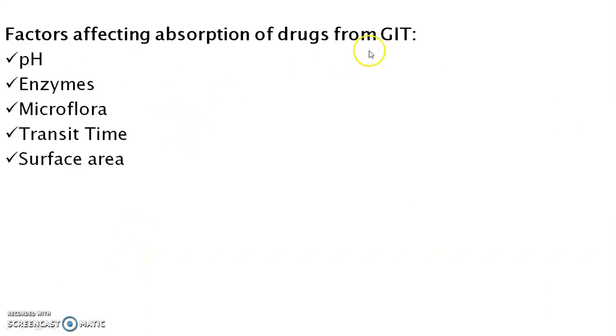The factors which affect the absorption of the drug from the GIT are like pH, enzymes, microflora, transit time and the surface area.